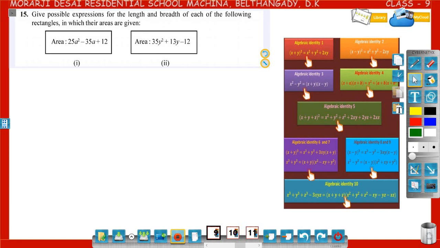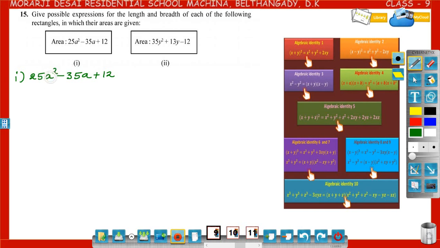Means we have to factorize the given polynomial and write it as the product of two polynomials. I will do the first one, that is 25a square minus 35a plus 12. Look at this polynomial. Here we have 1, 2, 3 terms. It is a trinomial. So you have to factorize this.